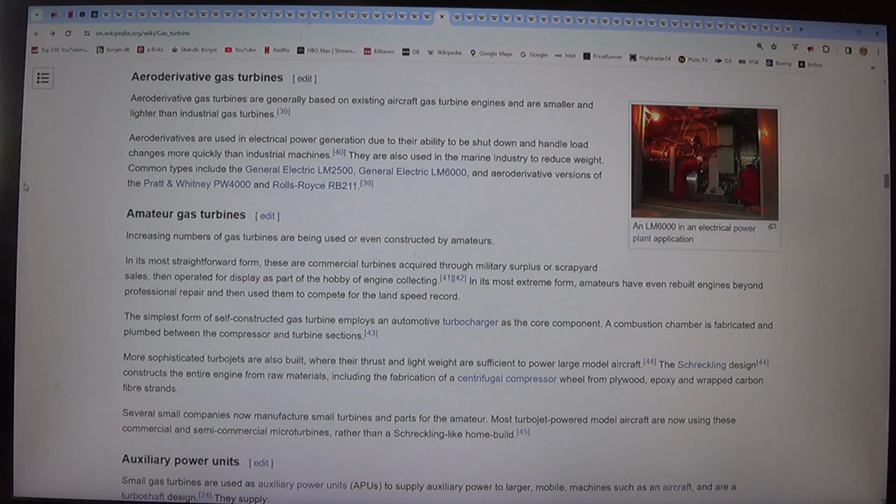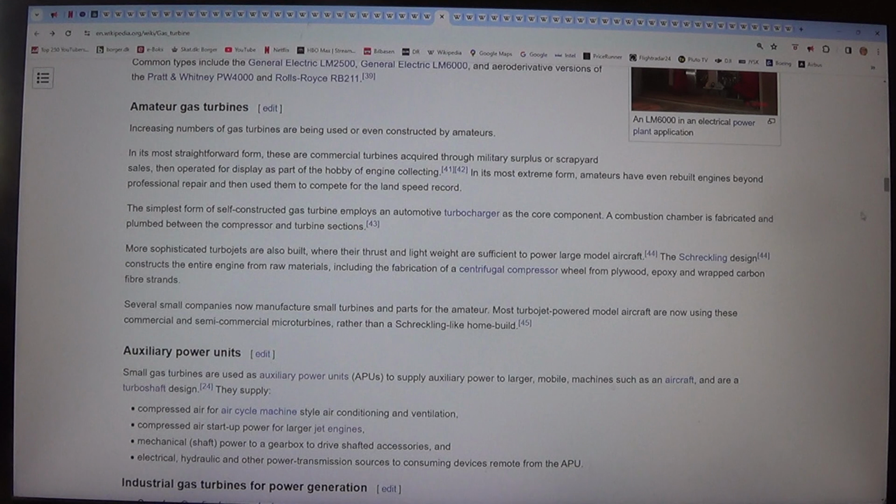Amateur gas turbines. Increasing numbers of gas turbines are being used or even constructed by amateurs. In its most straightforward form, these are commercial turbines acquired through military surplus or scrapyard sales, then operated for display as part of the hobby of engine collecting. In its most extreme form, amateurs have even rebuilt engines beyond professional repair and then used them to compete for the land speed record. The simplest form of self-constructed gas turbine employs an automotive turbocharger as the core component.